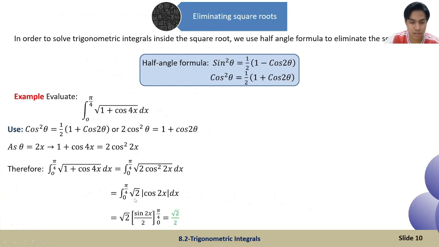From then, this is just simple integration. The integral of cosine 2x is sine 2x over 2. Now, as this is a definite integral, we have to plug the values back into the places where we have variable x. And when we finish that, we will get the answer, which is square root of 2 over 2.